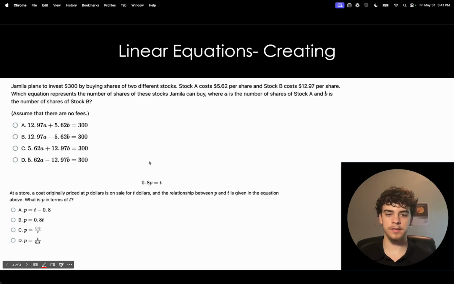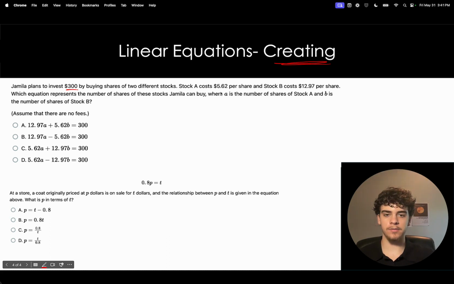Now the final way that the digital SAT can test your knowledge on linear equations is through creating your own linear equation through words or some sort of description they give you. So this first problem says, Jamila plans to invest $300 by buying shares of 2 different stocks.